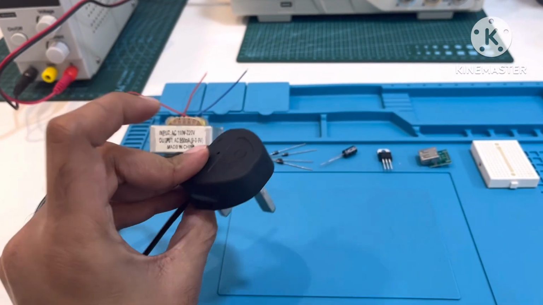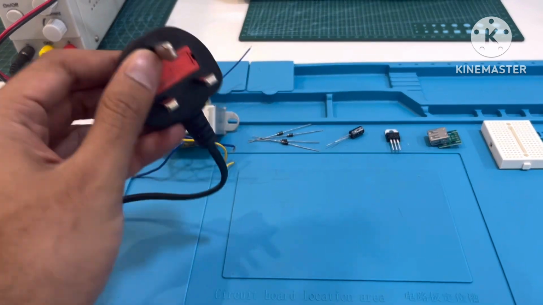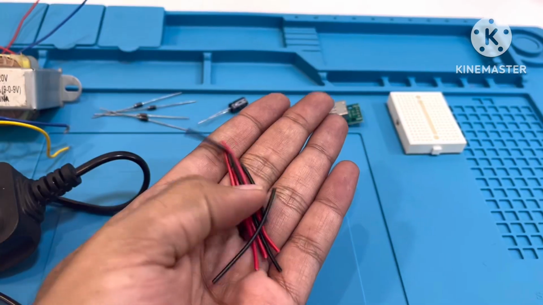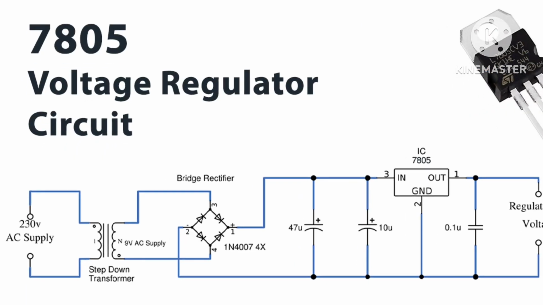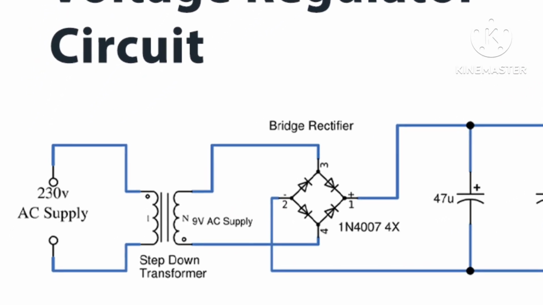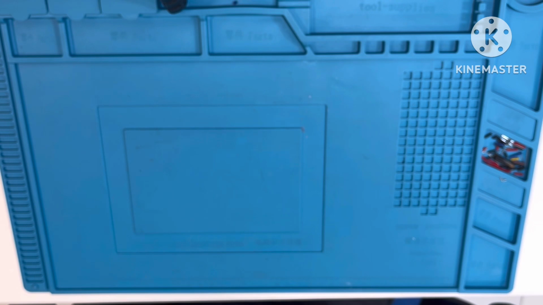I will use this plug for the primary side of the transformer, and lastly I need some wires. First let's connect the transformer primary side to 220 AC.